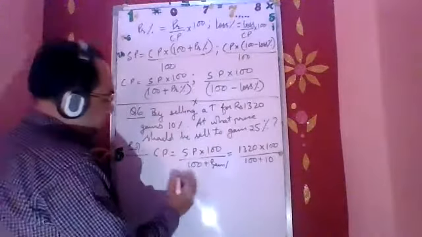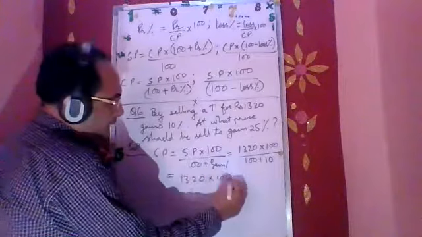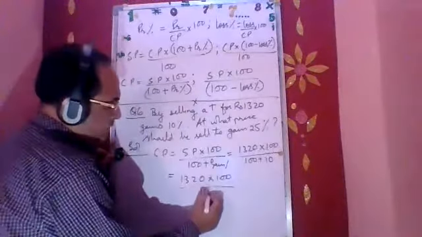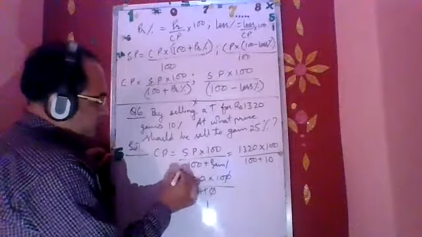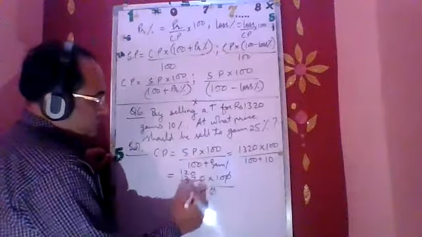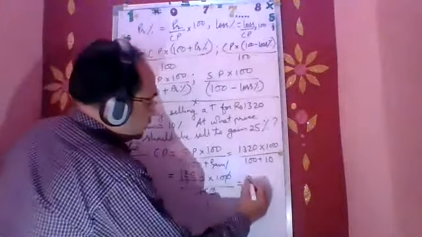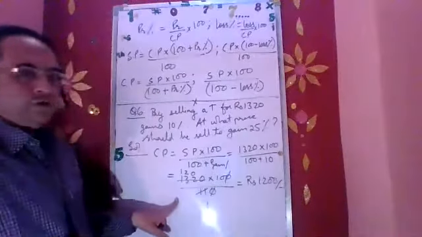And so we need to first multiply 1320 into 100. First, you do 100 plus 10, that is 110. Now the cancellation: 11 ones are 11, 2 is remaining, and 0. So 120 into 2, you get 12. Now this is our cost price.